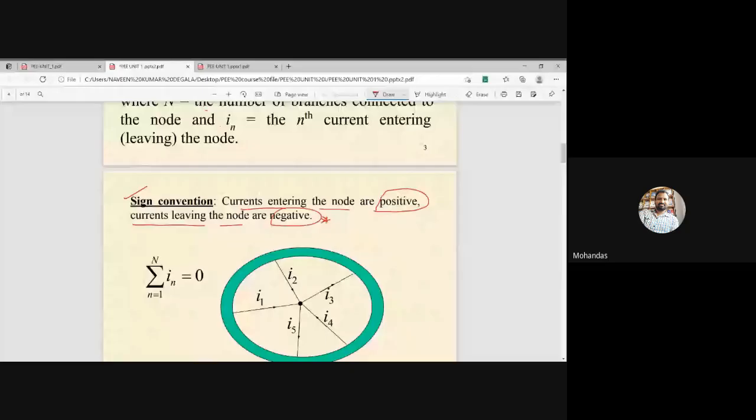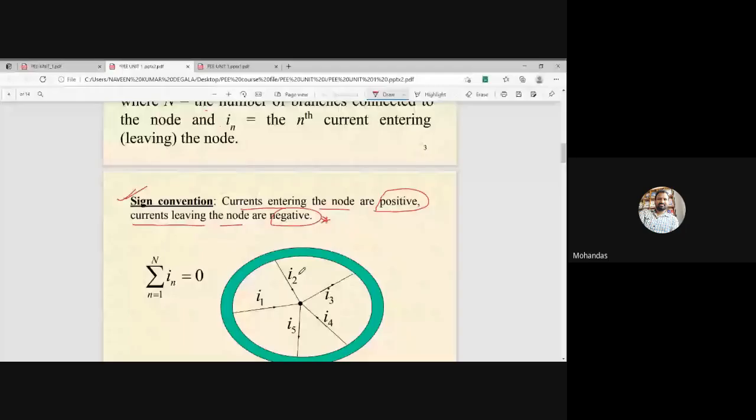Okay. Now, based on this concept, can anybody tell me the algebraic equation for this diagram? Please, anyone? If you see this current I1, this is entering current. I2 is also entering current. I3 is leaving. I4 indicates entering or leaving? Okay. So please, can anybody give the KCL equation for this diagram? Anyone?